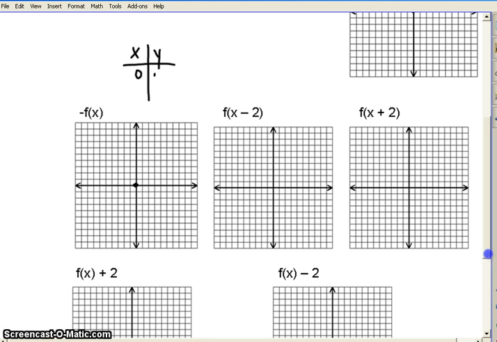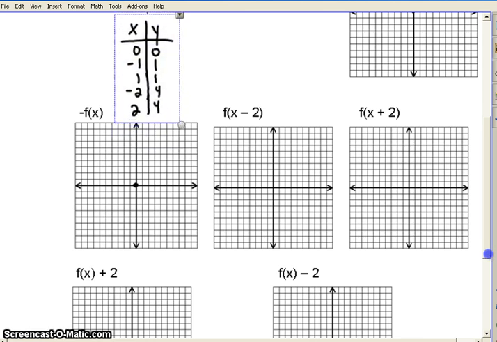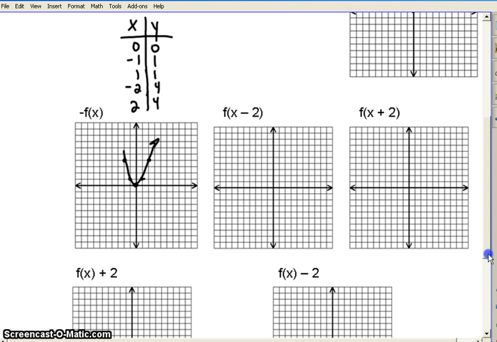0 squared is 0, negative 1 squared is 1, 1 squared is 1, negative 2 squared is 4, and 2 squared is 4. Okay, I'm going to use those basic points for everything. So 0, 0; 1, 1; negative 1, 1; 2, 4; negative 2, 4. Okay, so this is my parent function.